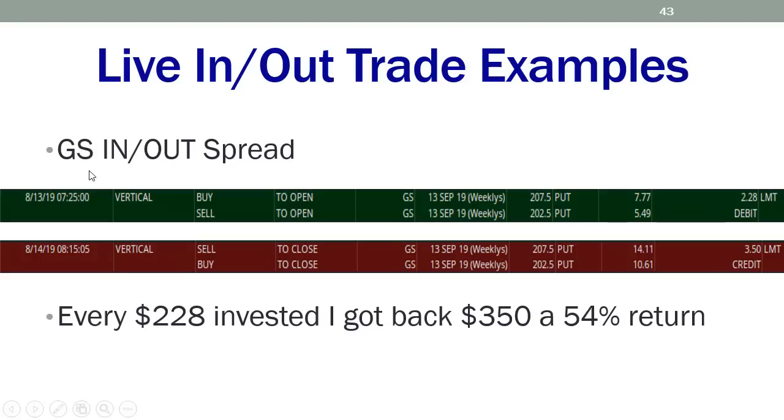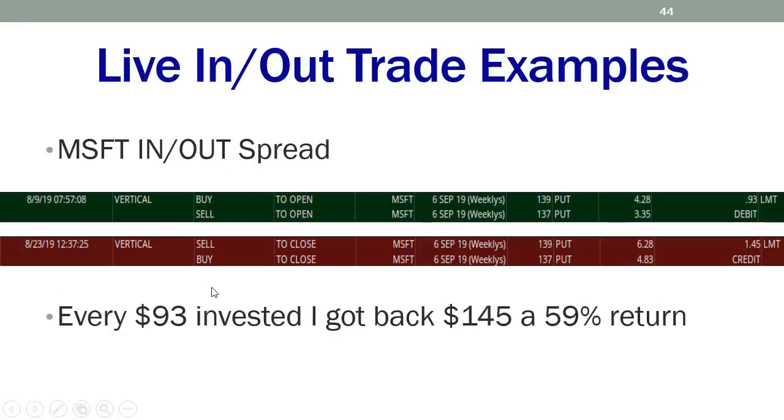Next, everybody's favorite stock, GS. What is it? Goldman Sachs. This is a 1-day trade. This is a big one too. Opened it on August 13th, closed it on the 14th. 228 debit, made $350. Every $228 invested, I got back $350. It's a 54% return. Literally, that's 25 hours of trade.